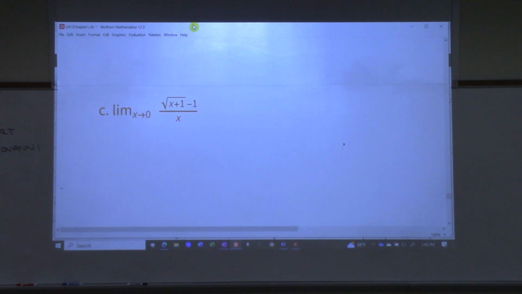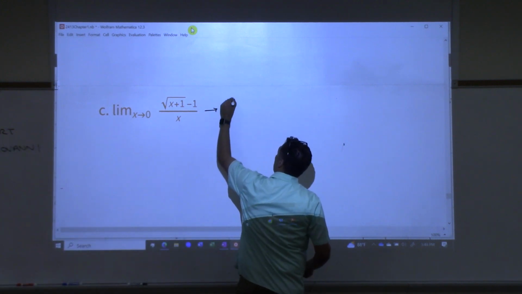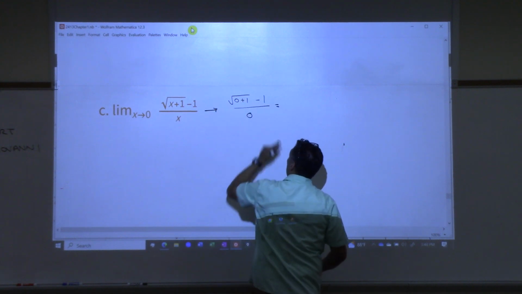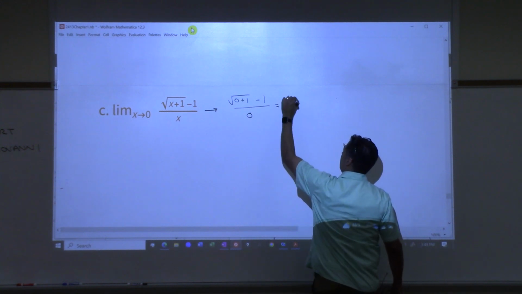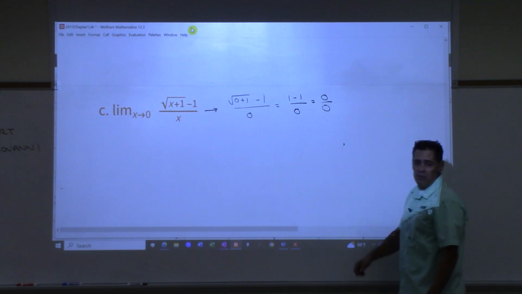What happens when I let x approach 0 here? Let's just try direct substitution first. Square root of 0 plus 1 minus 1 over 0. I already know it's bad because I have a 0 on the bottom, right? But let's just see what the top turns into. We get 0 over 0, right? 0 over 0 is bad.